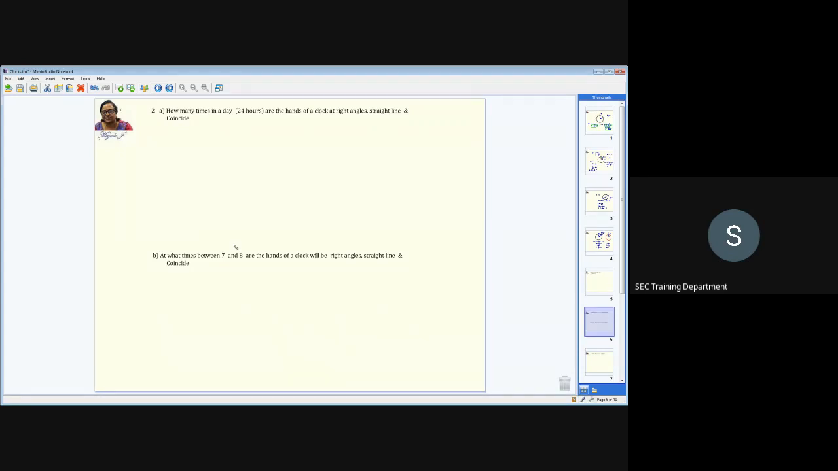And then, at what time between 7 and 8 will the hands of the clock be at right angles, in a straight line, or coincide with each other? This is something more specific. In the previous one, I said it generally, like how long will it take to coincide with each other? Whereas here we are going to say between 7 and 8, at what time will they coincide? It's just applying the formula to get the answer. Okay, so we'll see the remaining problems tomorrow.